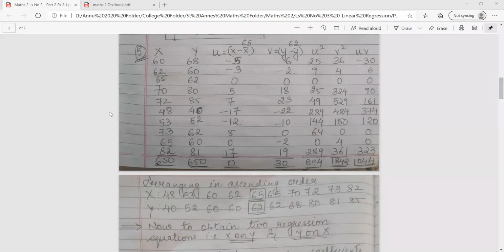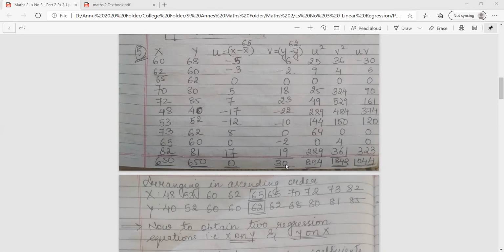So now we'll make the next 5 columns, which is U, X minus X bar, V, Y minus Y bar. On X bar and Y bar, you can write the values which you have considered, 65 and 62. So in this way, class, I have got all my column values. As you can see, I picked up one value of X, and from that I subtracted 65. In the same way, I picked up one value of Y and subtracted 62 from it. So you can see I have got the following values like this.